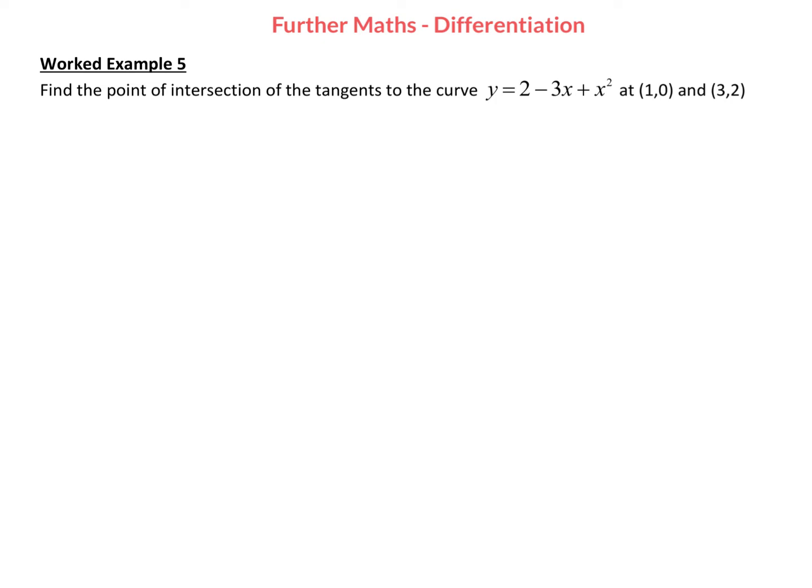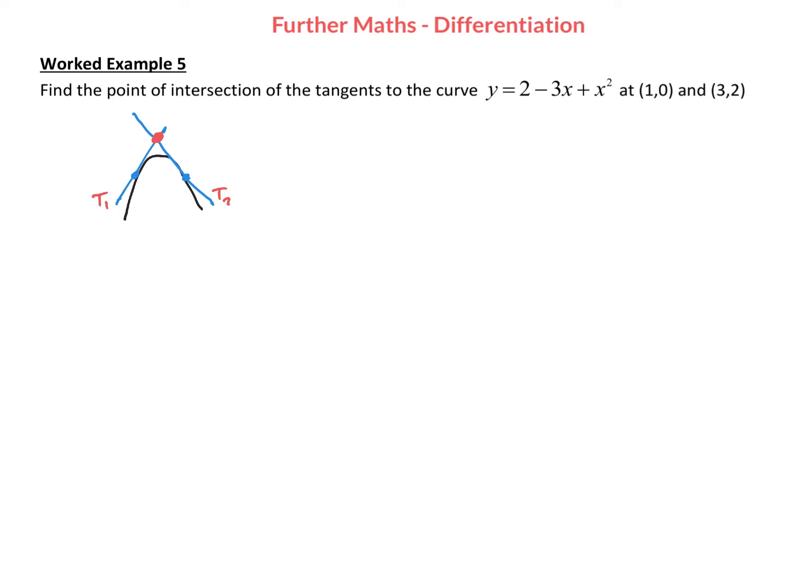This is a trickier example. We're asked to find the point of intersection of the tangents, two tangents here, to this curve. And they're tangents at 1, 0 and 3, 2. So you can imagine what's happening here is we have a curve, and we get one tangent here, it goes something like that, and we get one tangent here, and it goes something like that, and we're asked to find where they cross. And so what we're going to have to do, first of all, is find out the equation of, let's call this tangent 1 and tangent 2. So we're going to do the equation of a straight line twice.